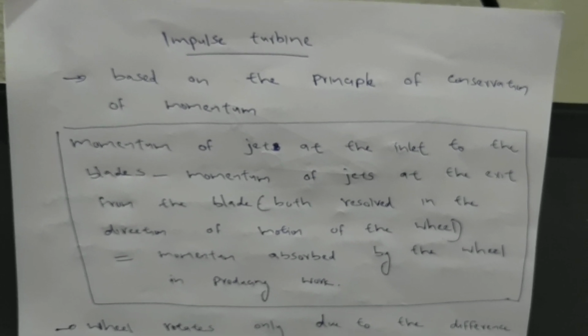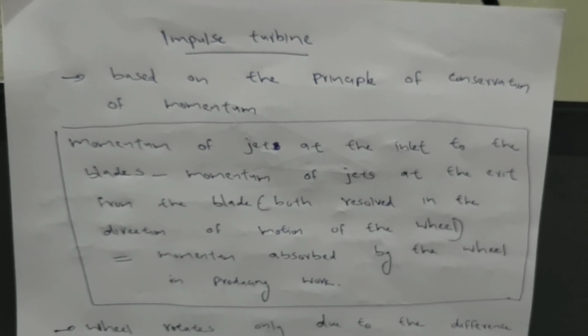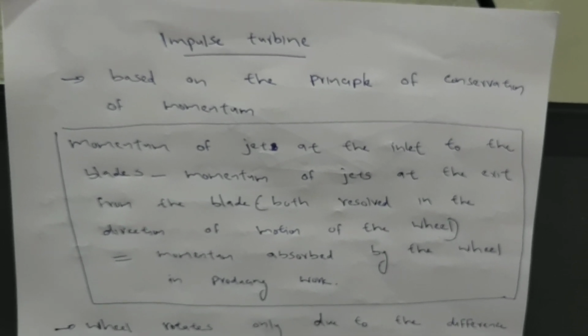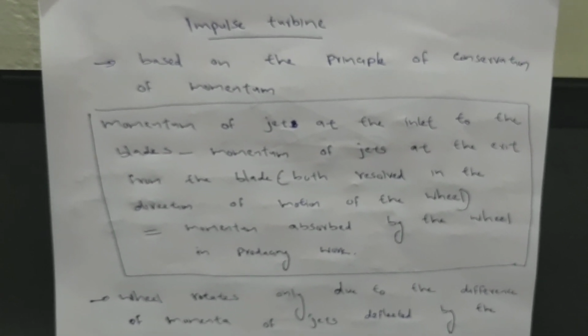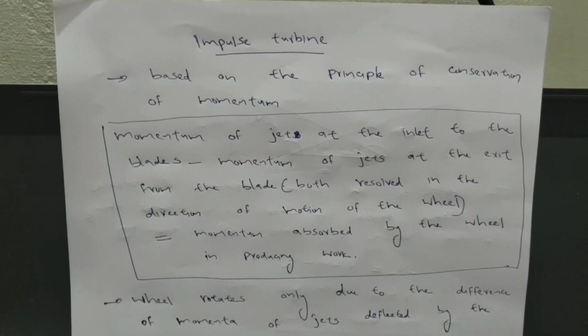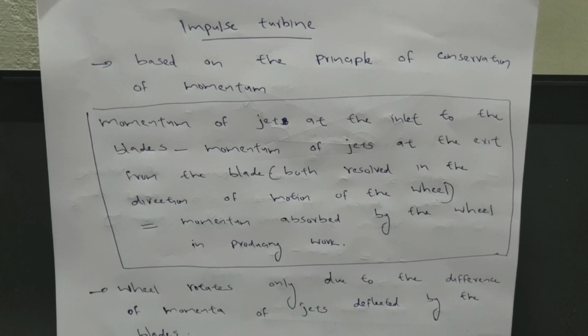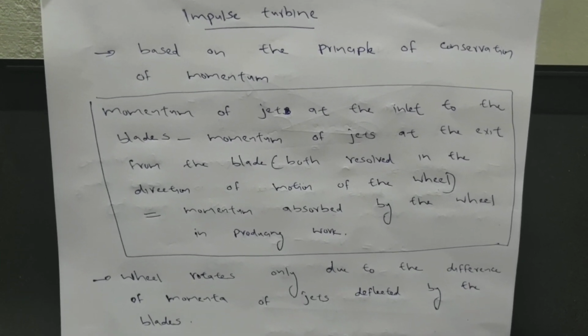Okay, so momentum at inlet of the blade minus momentum at exit of the blade, both in the direction of the motion, that is equal to the momentum absorbed by the wheel in producing work. That difference is what drives the turbine. So the wheel rotates only due to the difference of momentum of the jets deflected by the blades.